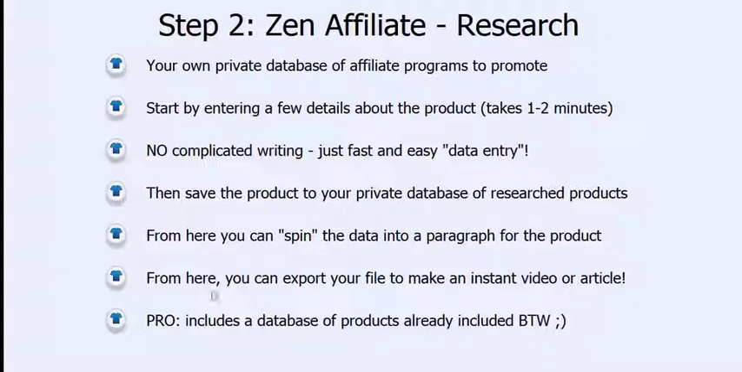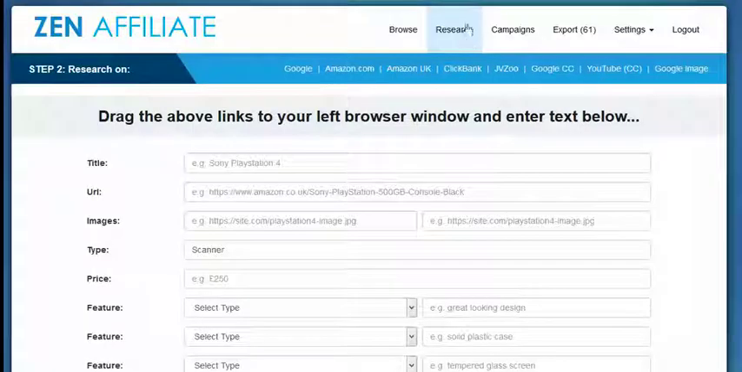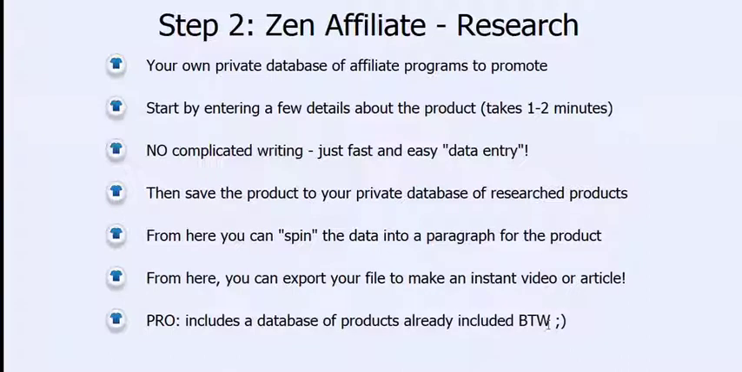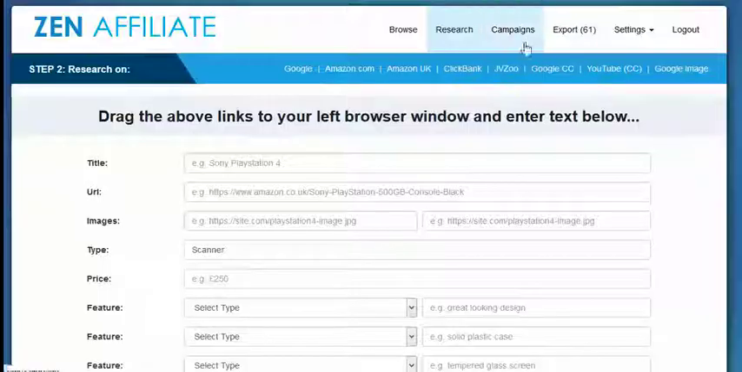Now, one other thing I do want to mention: if you don't necessarily want to do this step, you don't want to go and research all these products, or perhaps you do and you don't mind doing it, but you also want to start off with products already on the campaigns page, then you're probably going to want to check out Pro, because Pro contains a database of hundreds of products already included on the campaigns page, so it means you don't necessarily need to do as much for step 2.